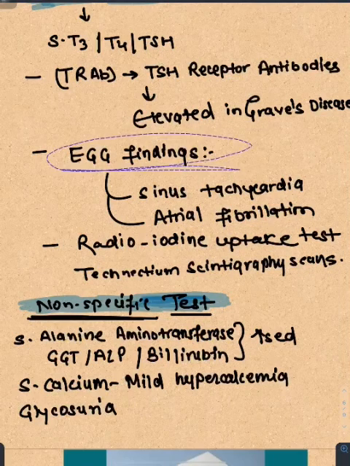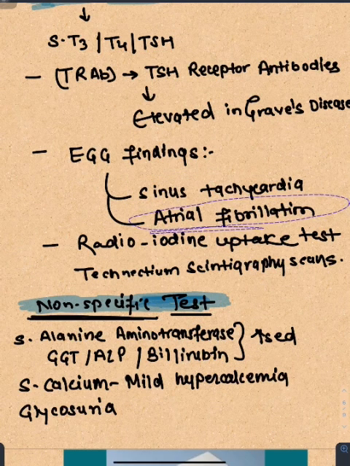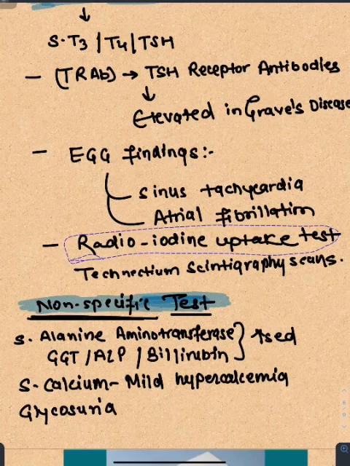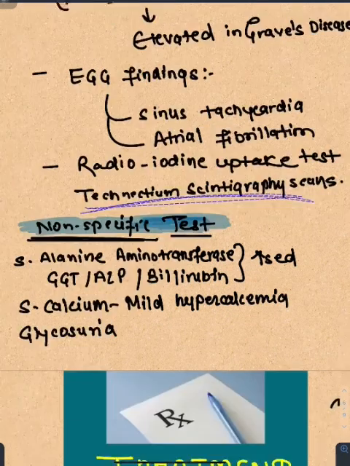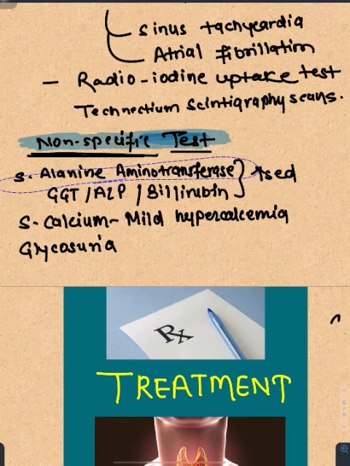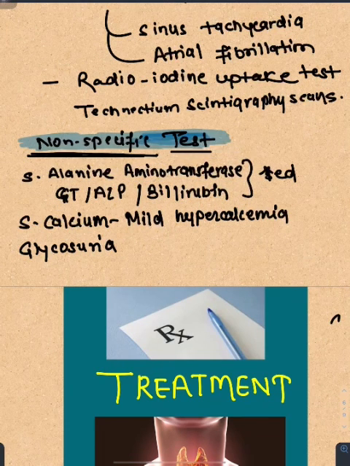Some ECG findings. The first one is sinus tachycardia. Second one is atrial fibrillation, and the last one is radioiodine uptake test, that is technetium scintigraphy scan. There are some non-specific tests such as serum aminotransferase will be raised, GGT, alkaline phosphatase, and serum bilirubin. Serum calcium, mild hypercalcemia, and glycosuria.